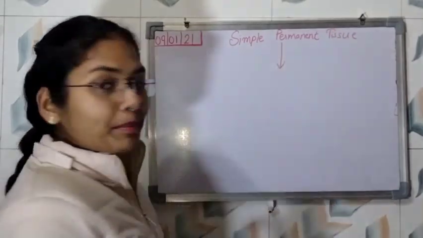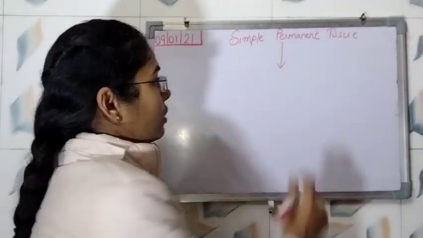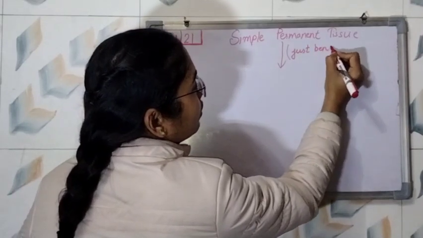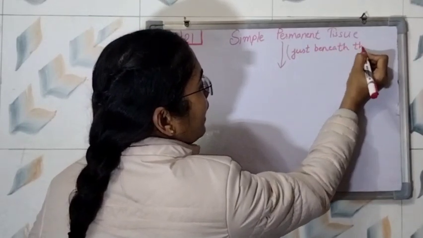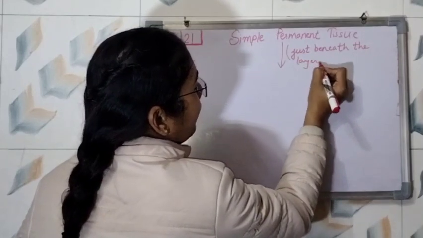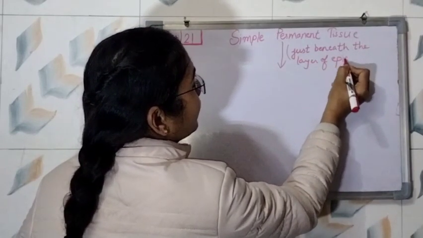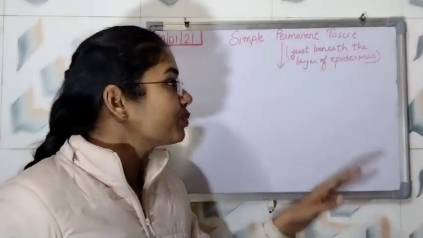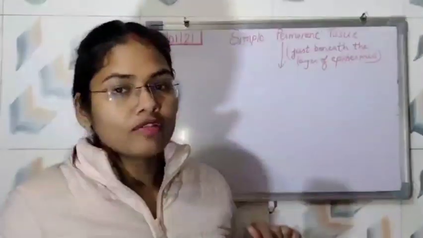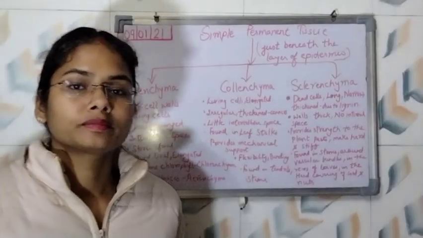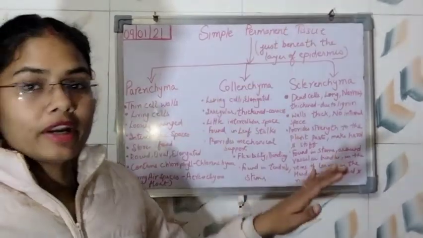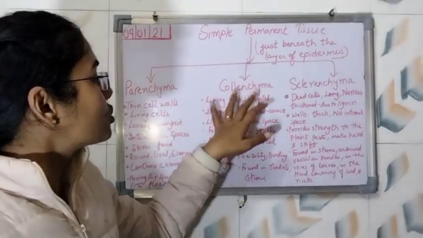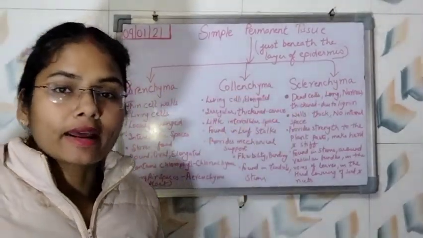So this simple permanent tissue is found mainly just beneath the epidermis, just beneath the layer of epidermis. Okay, right? Also class, this simple permanent tissue is divided into three types. The first is parenchyma, then collenchyma, and the third is sclerenchyma, right?